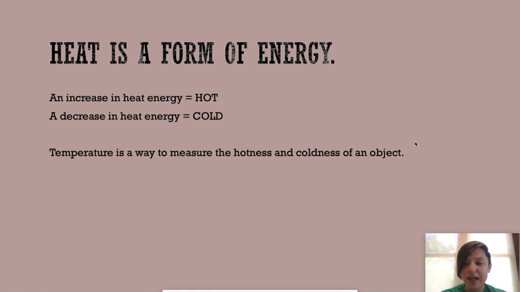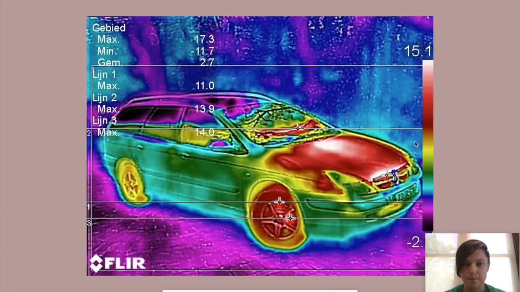So temperature and heat energy are not the same thing. Temperature is a way to measure the hotness and coldness of an object. It's not a measure of heat energy. So if the temperature of a pan increases by 5 degrees, we don't say it absorbed 5 degrees of heat energy. That's not what we measured. We just measured how hot or cold it was. In order to get a measure of heat energy, we actually have to use a special equation that I'll explain in just a moment.